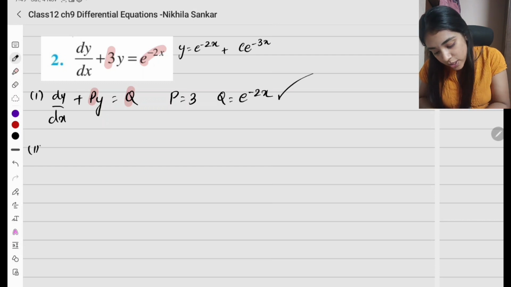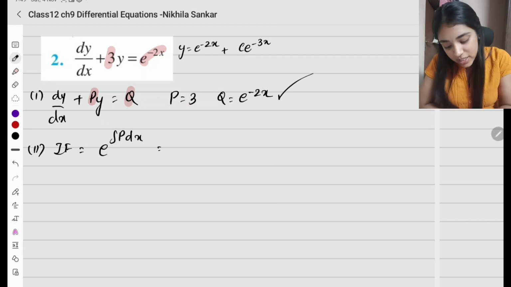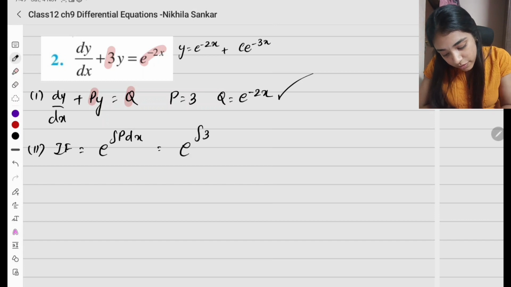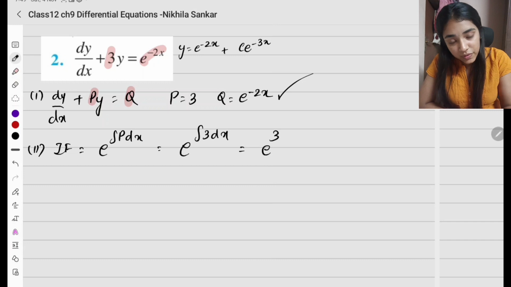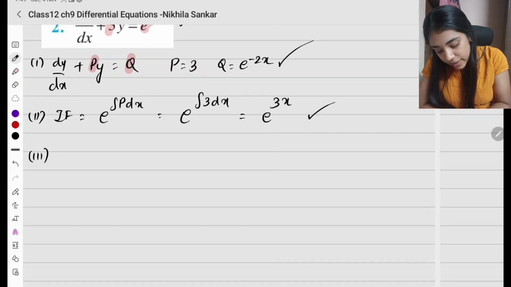First step done. What is my second step? Finding the integration factor. It is going to be e to the power of integral p dx, which is going to be e to the power of integral 3 dx. 3 is a constant. So I have 3. Integration of dx is going to be 3x. So integration factor கண்டுபிடிச்சாச்சு. So third step என்ன?